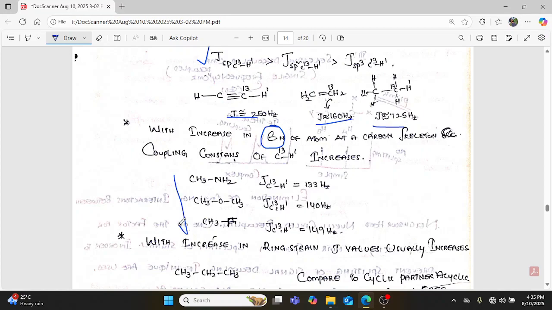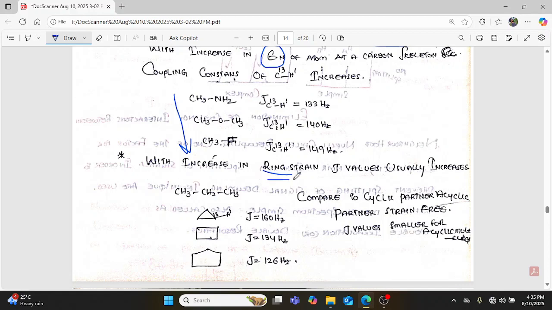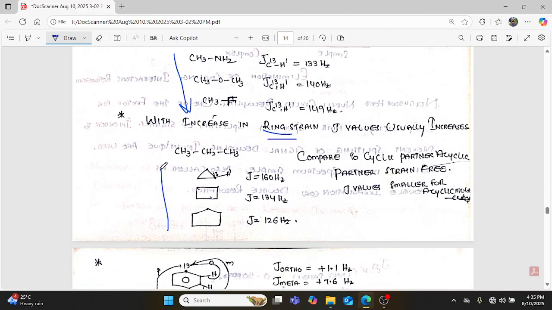See this one from top to bottom. What is happening? The strength of the J value is increasing. With increasing ring strain, the J value increases. So from bottom to top, J values increase.